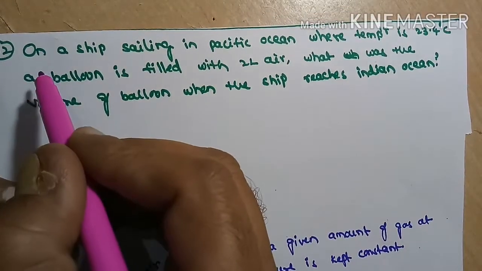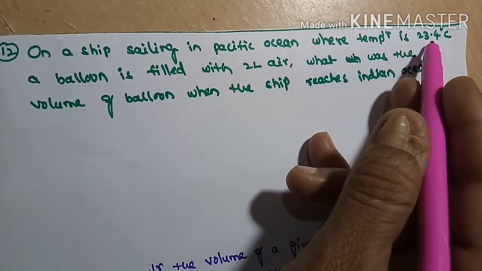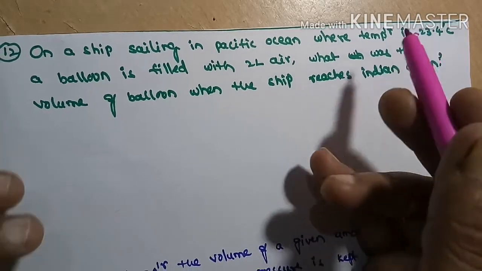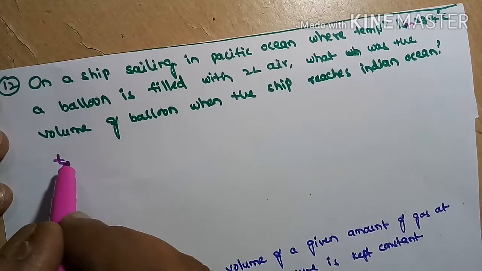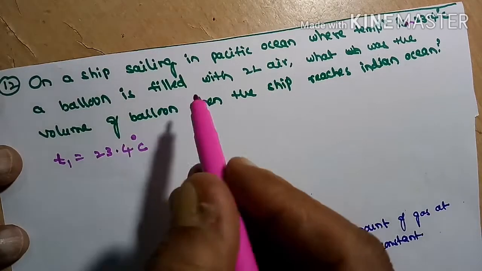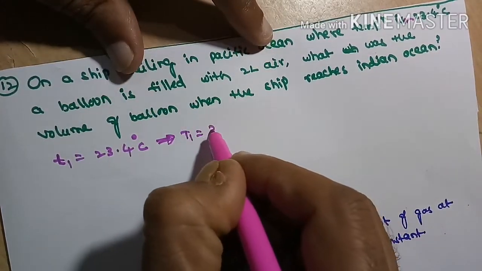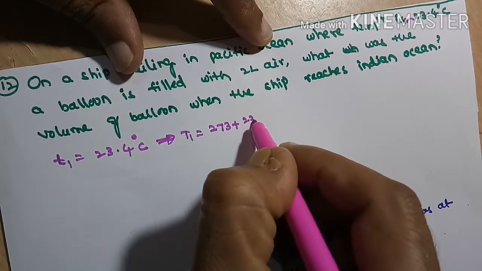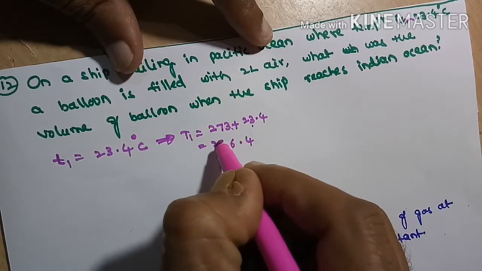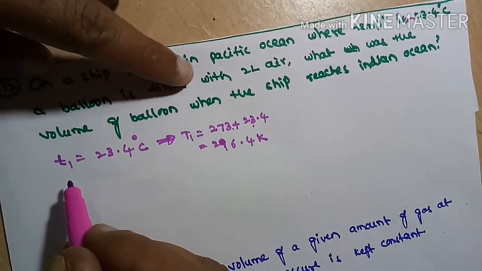In the next problem, on a ship sailing in the Pacific Ocean, the temperature is 23.4 degrees centigrade. So T1 is 23.4 degrees centigrade, and it should be converted into Kelvin. To convert, we add 273 plus 23.4, which gives 296.4 degree Kelvin.